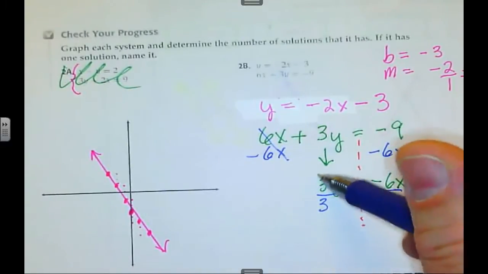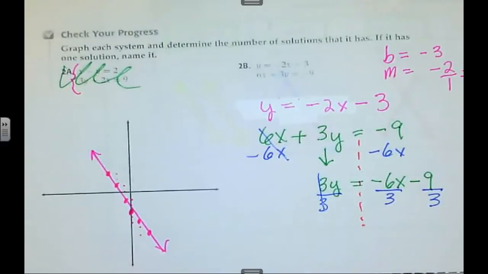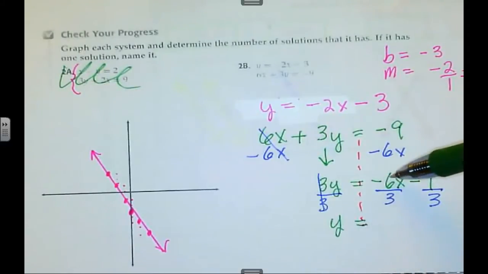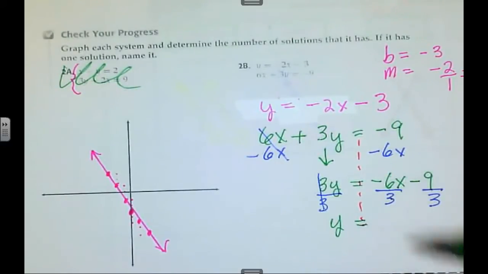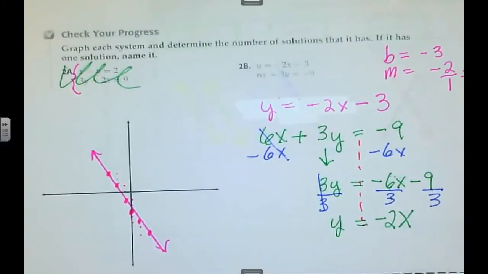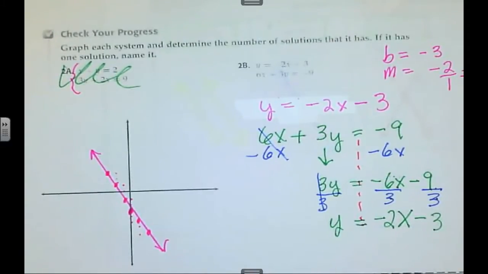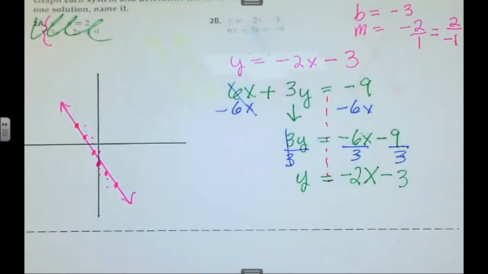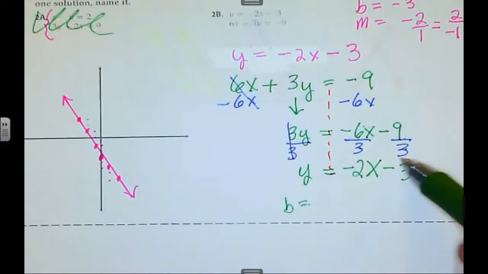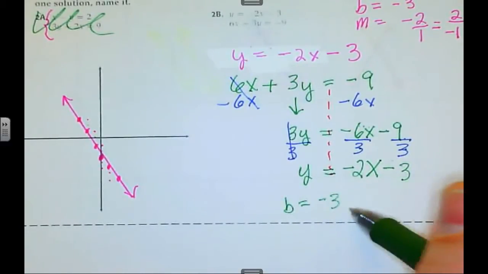Okay. 3's cancel the 1. 1 times y is my y. Negative 6 divided by 3. Good. The x is in the numerator, so we'll leave it, pull it out, however you want to think about it. Negative 9 divided by positive 3. Negative 3. Good. So for this line, what's my y-intercept? Negative 3. My slope?